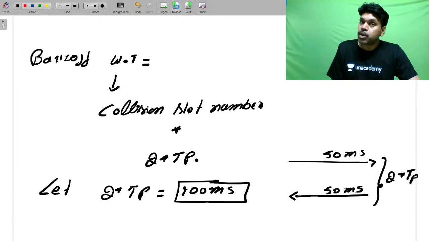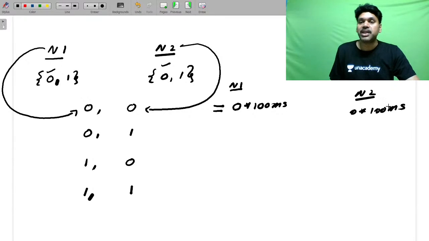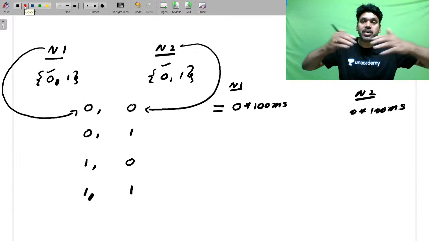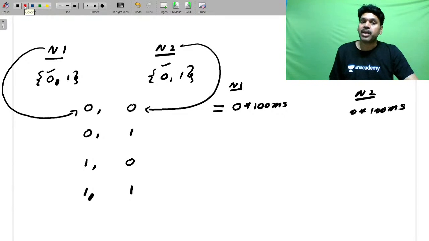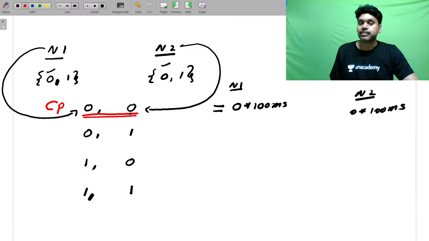Okay? If both of them choose 0 and 0, their waiting time, N1 waiting time is 0 to 100 ms, and N2 waiting time is 0 to 100 ms. Therefore, both of their waiting times are the same. So again they are going to propagate, again they are going to send the data on the medium. Again what will happen? They will fall into collision. That's why the first combination goes to collision probability.